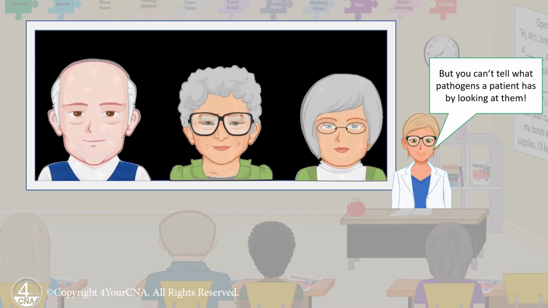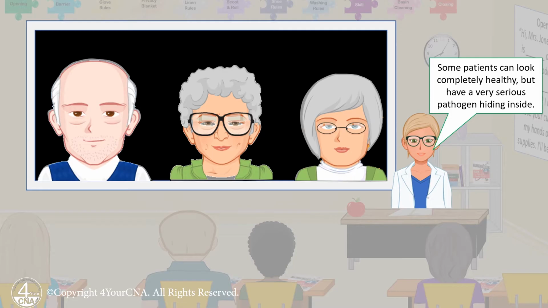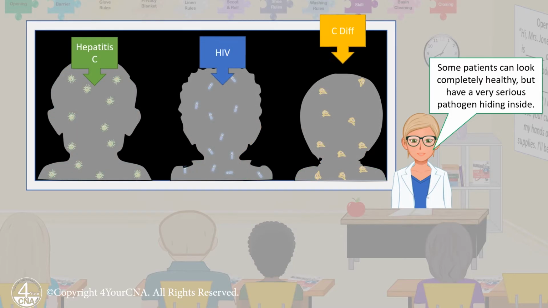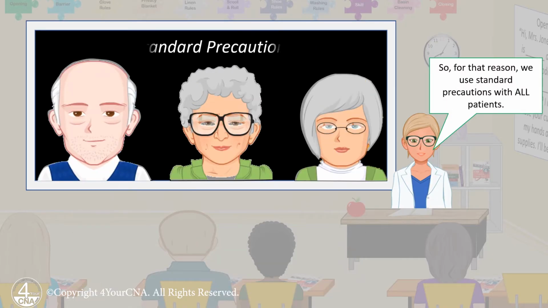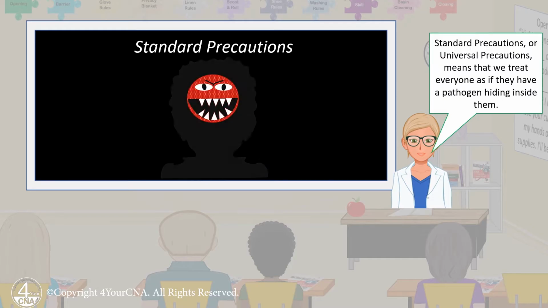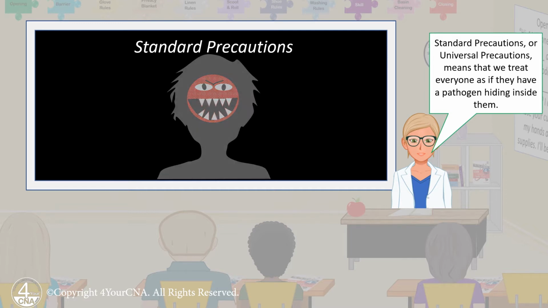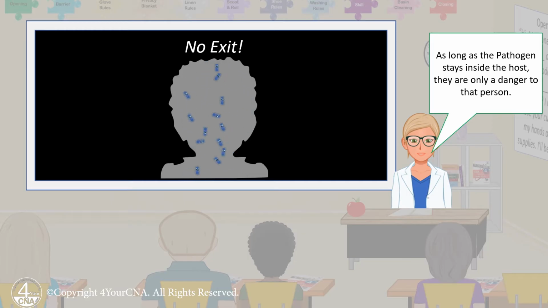But you can't tell what pathogens a patient has by looking at them. Some patients can look completely healthy, but have a very serious pathogen hiding inside. So for that reason, we use standard precautions with all patients. Standard precautions, or universal precautions, means that we treat everyone as if they have a pathogen hiding inside of them. As long as the pathogen stays inside the host, they are only a danger to that person.